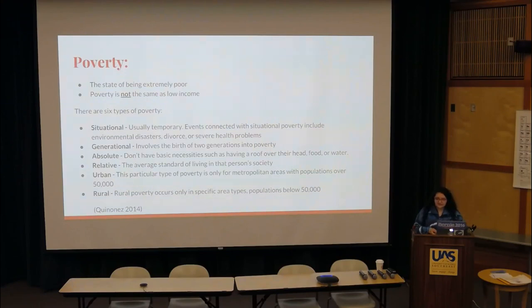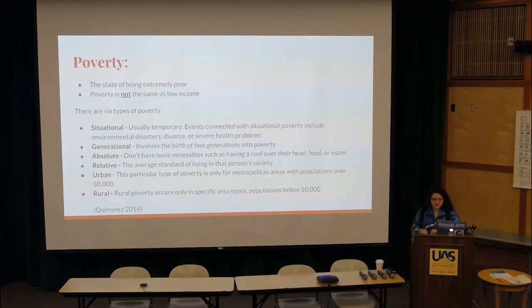So there are six different types of poverty. There's situational. This is the type of poverty that's usually temporary. It usually involves a crisis or some type of loss. The most common one is environmental disasters. A good example of this would be Puerto Rico after Hurricane Maria. A lot of the people in Puerto Rico are very much in poverty because a lot of their homes were destroyed. So as of right now, that would be considered situational.